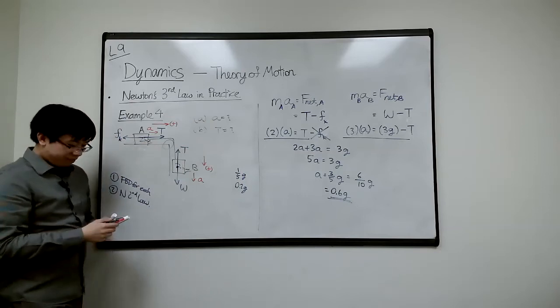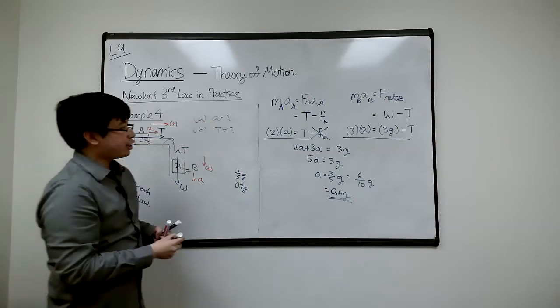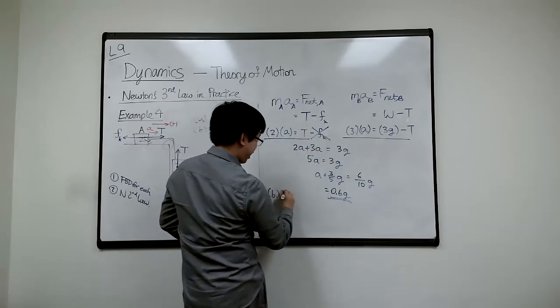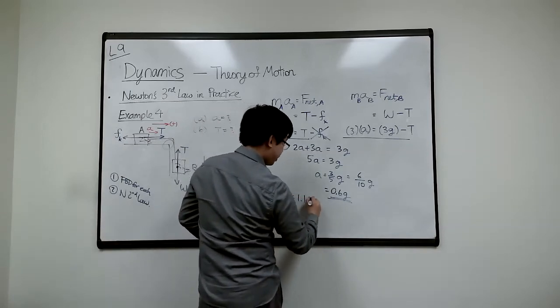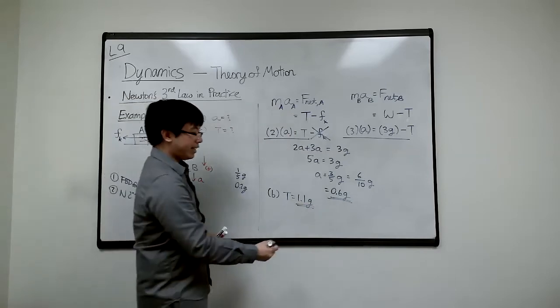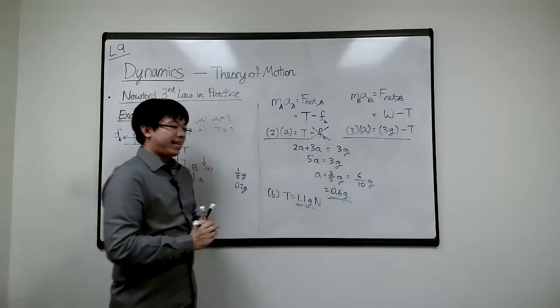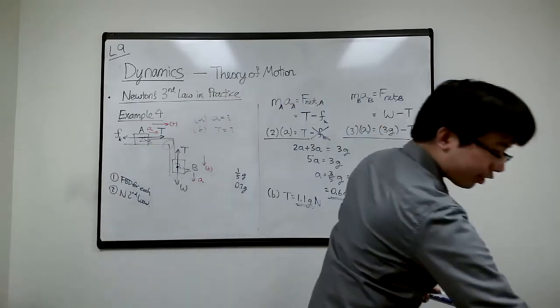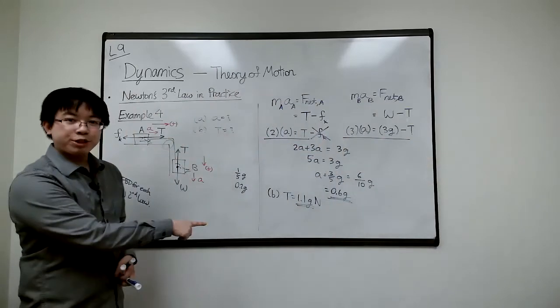All right, I'll leave it for you to find the tension. I've done that in advance. I think I got the tension is 1.1 g, right? So if you put g equals 10, that's roughly 11 newtons that you have to support. So you can double check that.